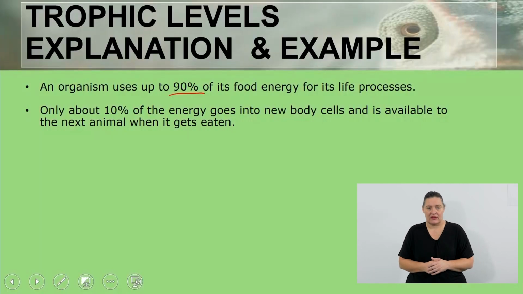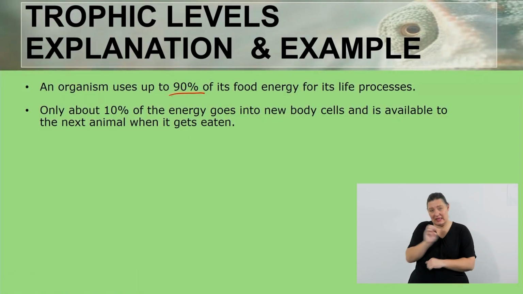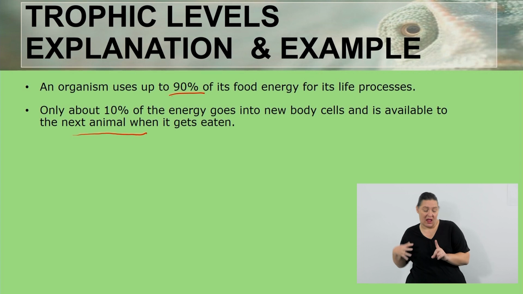own life processes. So only about 10% of the energy goes to the new body cell and is available to the next animal when it gets eaten. So whenever you are eating, you are using about 90% of that energy in your body, and only 10% will be transferred to the next animal or organism that is going to eat you or eat an animal.